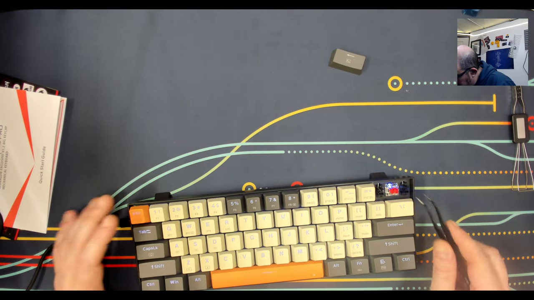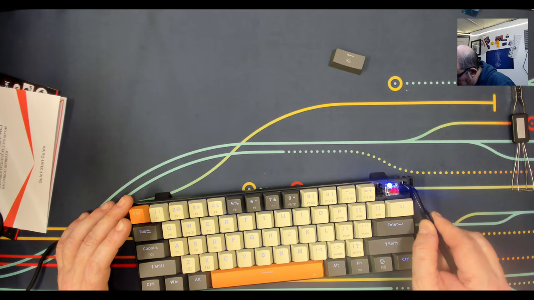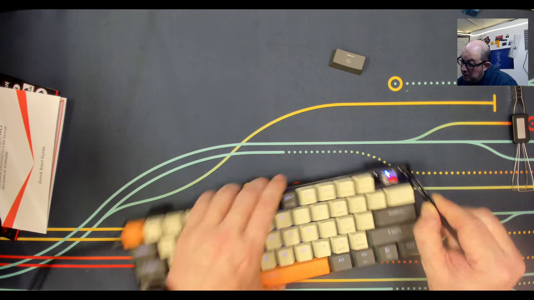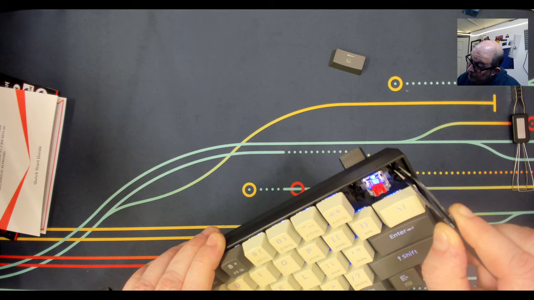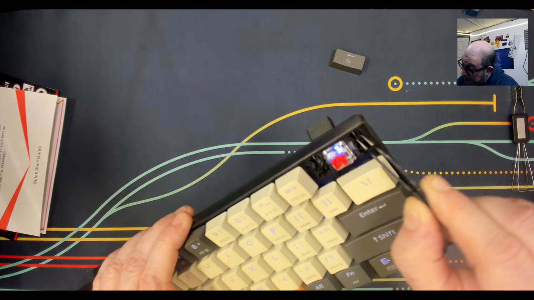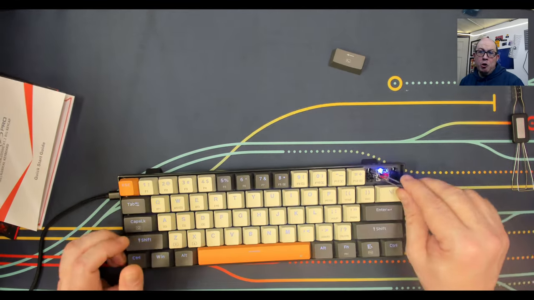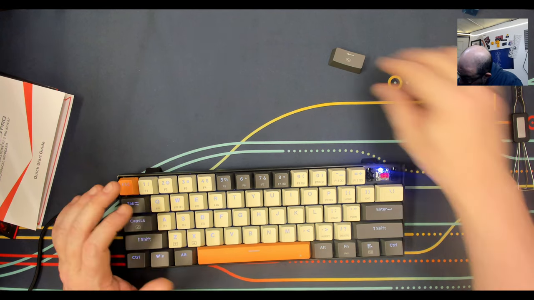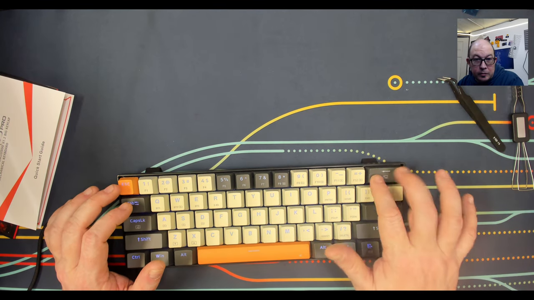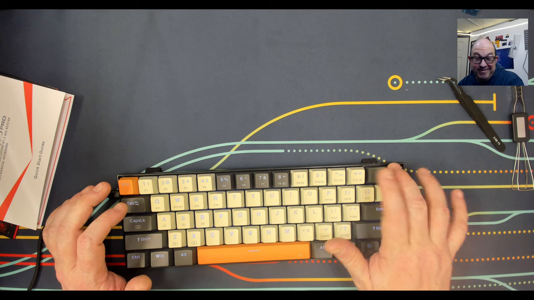what do we have for stabilizers? Stabilizers are swimming on the plate. I mean, they're just floating on top of the plate. It's like tolerances, who cares? A little bit of ticking.